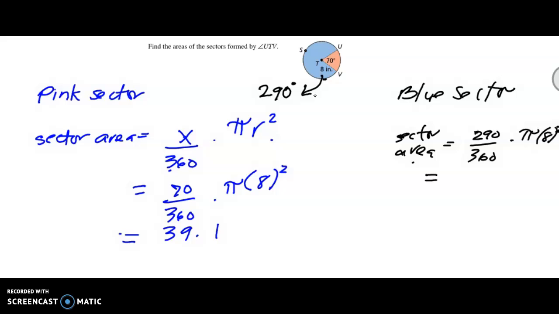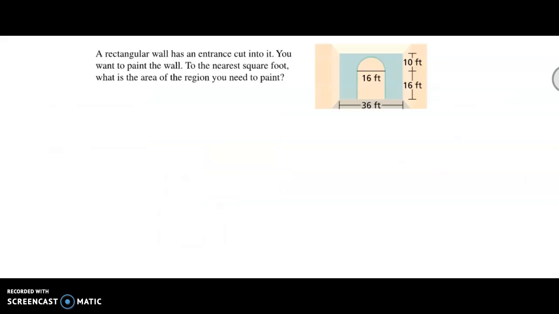So now let's do that in a calculator. We have 290 times 3.14, then multiply it again by 64, all over 360. So you get a sector area of approximately 161.9. And the unit used for both is inches squared. So that's another example on how to use the formula for the sector.